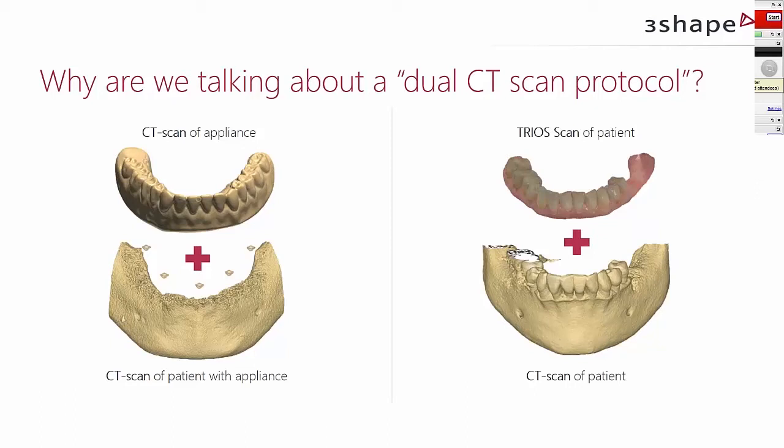So here we are talking about two different CT scan data sets. One of the patient wearing a denture or an appliance, and one of the appliance itself. Even though they might look a little bit similar when we just look at the data, we always have to keep in mind that the scan source and scan origin in the two workflows are different. That's the main difference of the two.